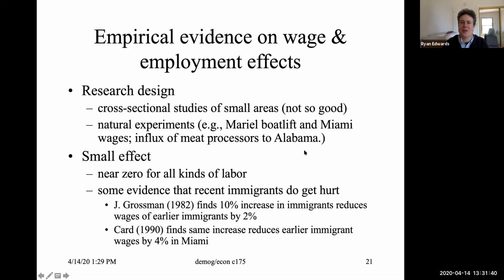Empirical evidence then. There are a variety of ways that you could do this sort of thing. You could look at small area studies and examine areas that have lots of foreign-born labor and compare them to places that don't have lots of foreign-born labor. And the problem that runs into is that those two places are usually not otherwise the same.